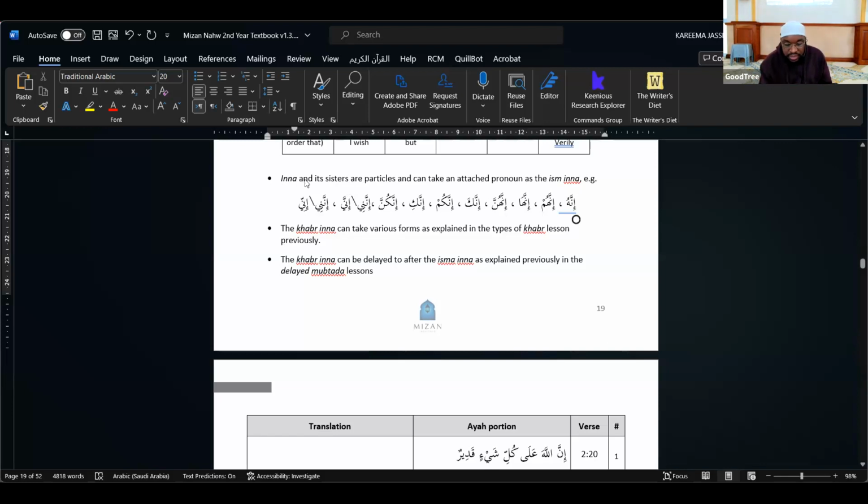So that's the point that is being made here. Inna and its sisters are particles and can take an attached pronoun as the ism of inna. For example, innahu, innahum, innaha, innahunna, innaka, innakum, innaki, innakunna, innani, inni. What's the difference between innani and inni? Same thing. It's supposed to be innana and inna. That one is repeated there, right? The second one should be innana and inna, like inna a'tayna, certainly we have given. So just correct that last one.